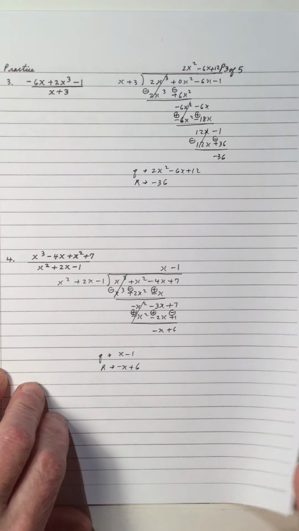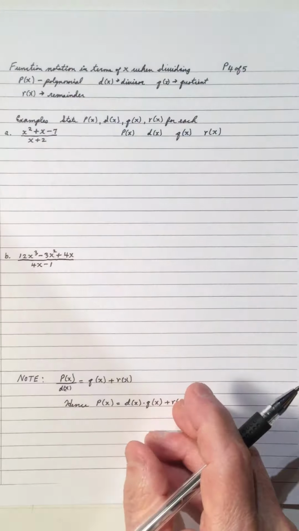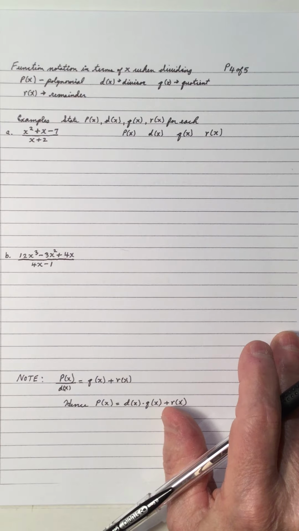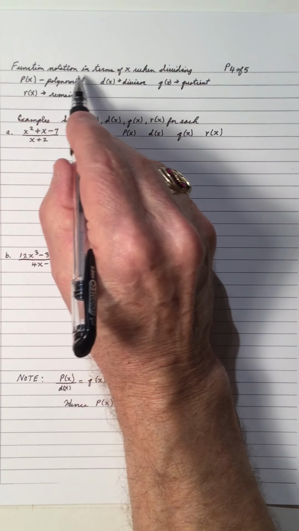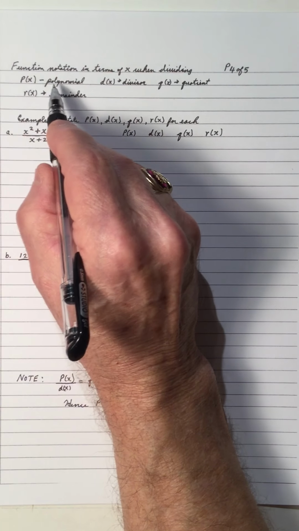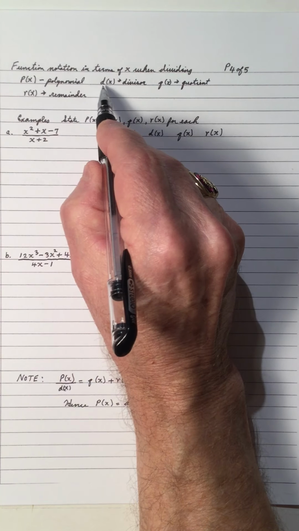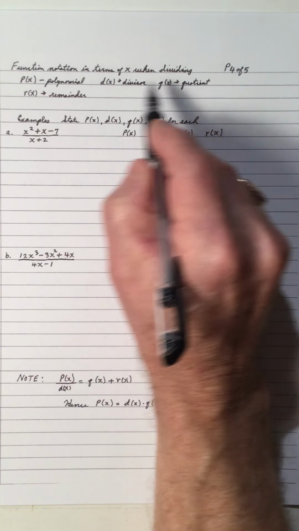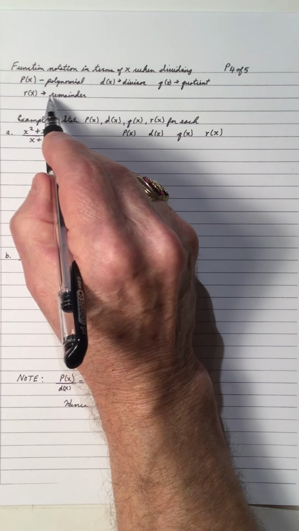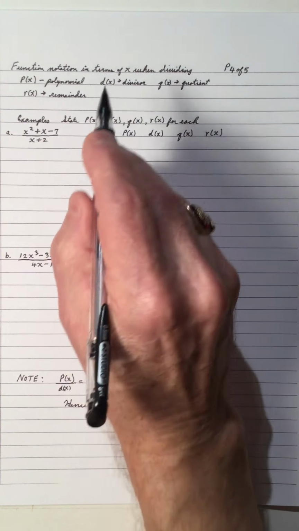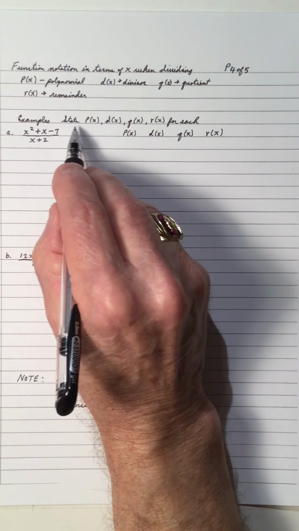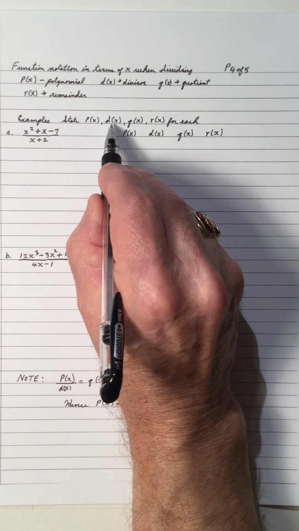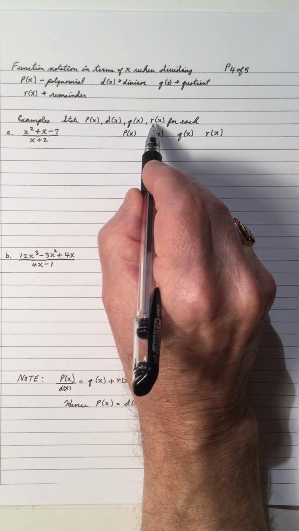And let's continue. Now we're going to reverse it. Watch what we're going to do. Just getting ready to do the unit that we're going to do. Function notation in terms of x when dividing. P of x stands for the polynomial of x. The d of x is the divisor, d for divisor. The q of x, q stands for quotient. And r of x, r is going to signify the remainder. So in this example, we're going to state the p of x, which is the polynomial. We're going to state the d of x, the q of x, and the r of x.